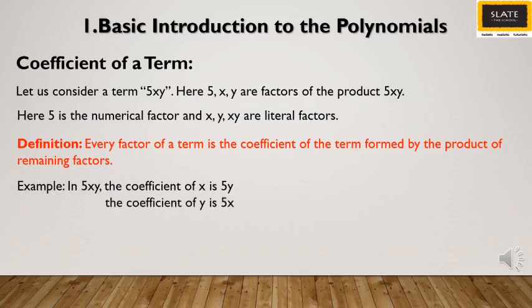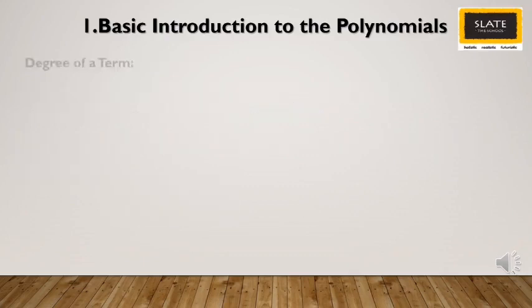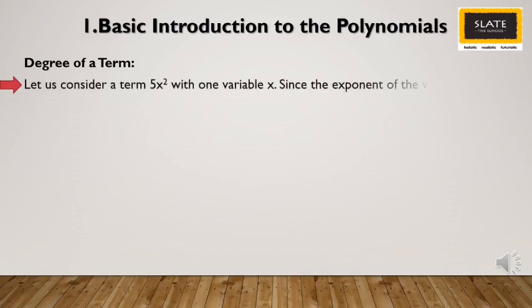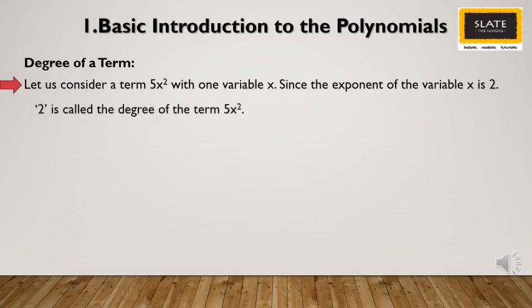Now take the same example 5xy. Here coefficient of x is 5y, coefficient of y is 5x, and the coefficient of xy is 5. Degree of a term. Let us consider a term 5x square. In this term, there is only one variable x. What is the exponent of the variable x? Yes, it is 2. So 2 is called the degree of the term 5x square.